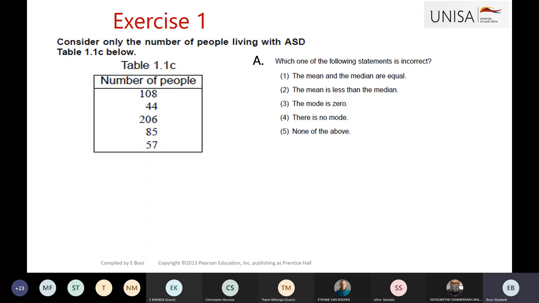The mean and the median are equal. The mean is less than the median. The mode is zero. There is no mode. Ignore the none of the above in this instance. So it means you need to calculate the mean, you need to find the median of this data set. That's A, B.